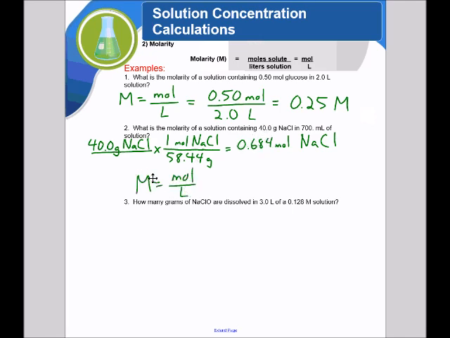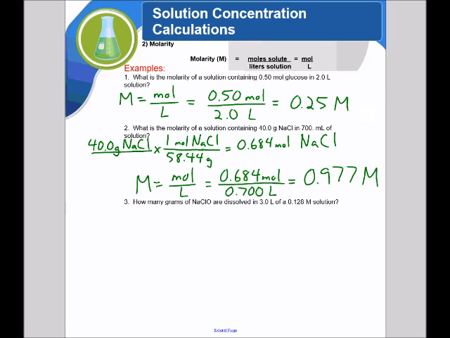Now I'm going to take my molarity formula. Molarity equals moles divided by liters. I'm going to plug in my numbers, 0.684 moles divided by 0.700 liters. My answer is 0.977 molar.